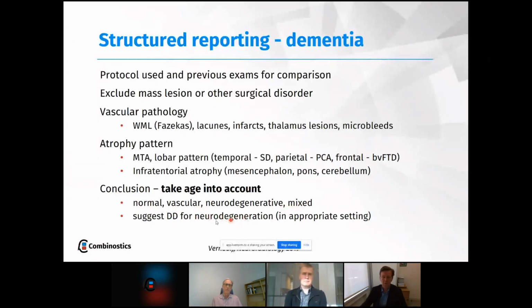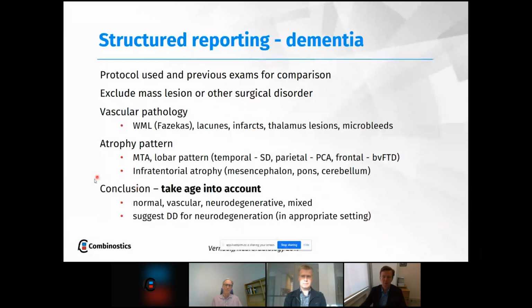And if it's neurodegenerative, it's good to provide a differential diagnosis in the appropriate setting. So if you don't know anything about the patient, I would be really careful to say that the picture is typical for Alzheimer's disease, because the patient could just come with anxiety. So make sure you do this in the appropriate context.